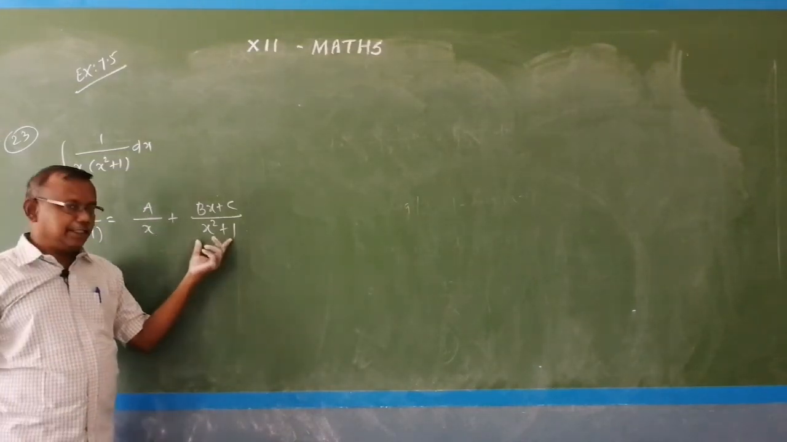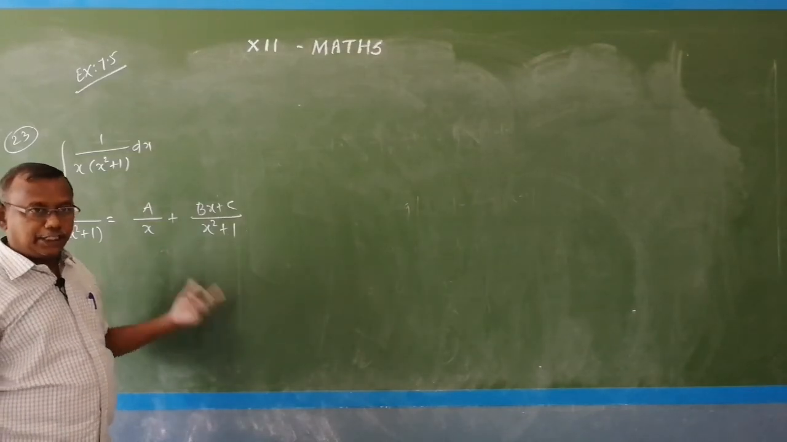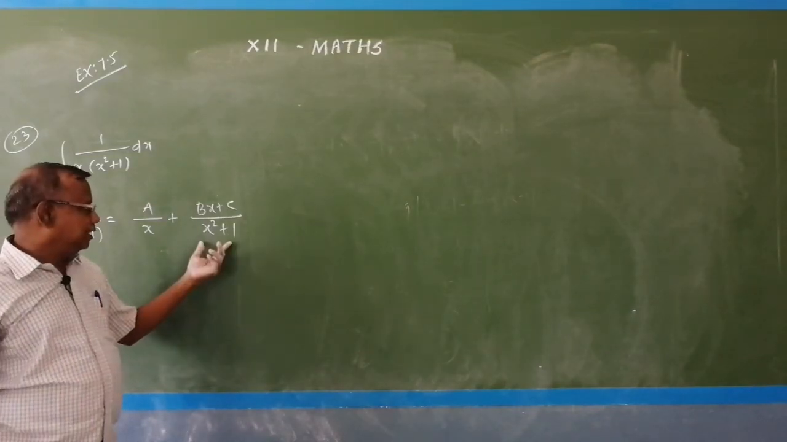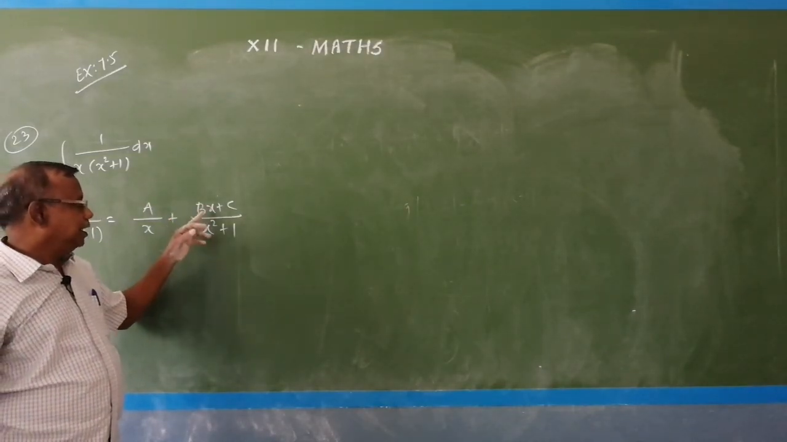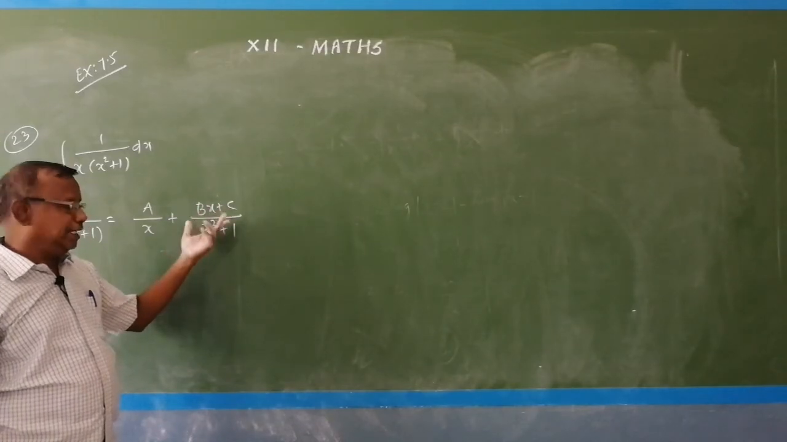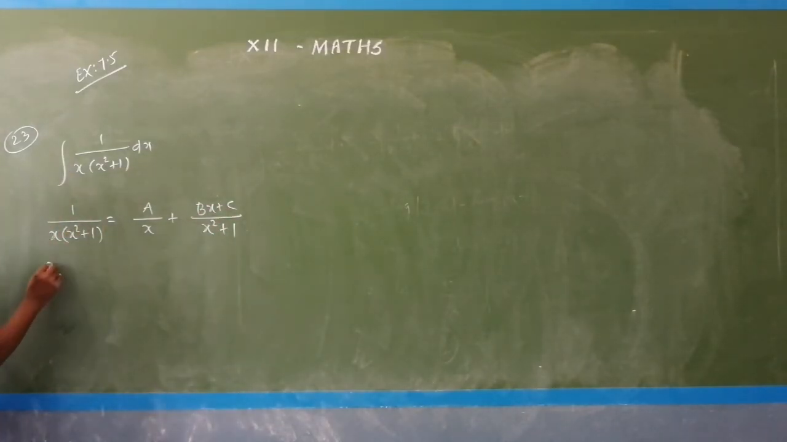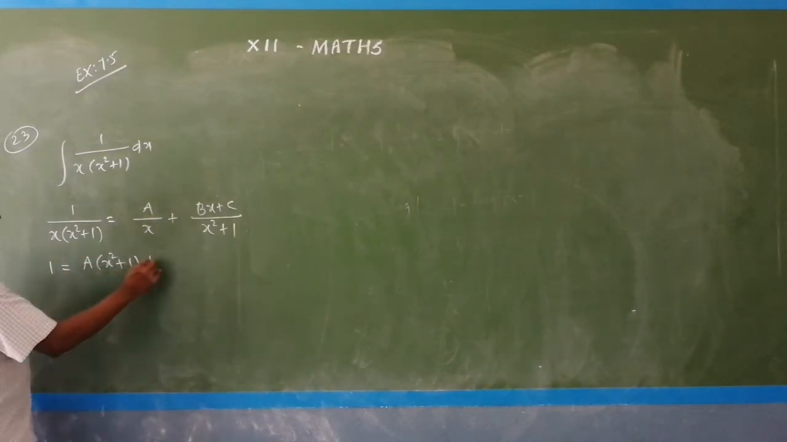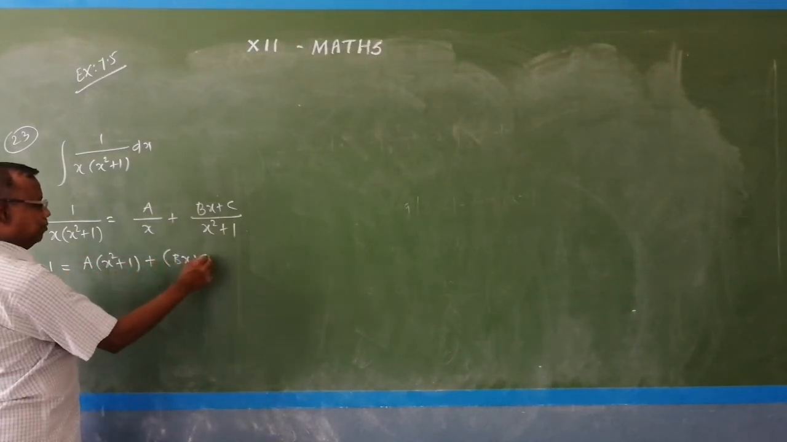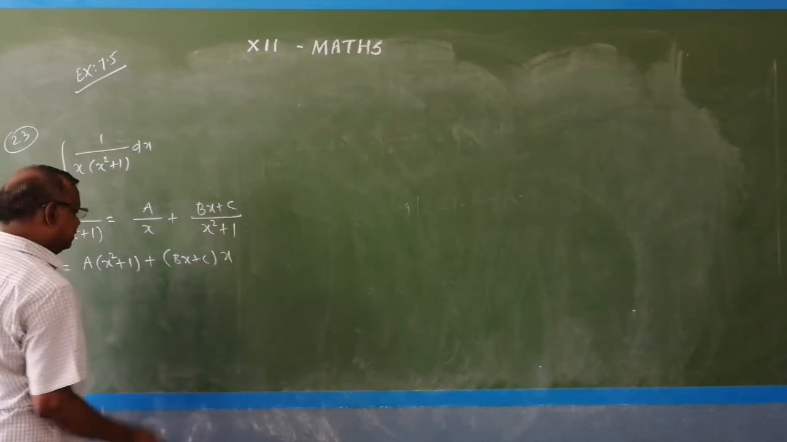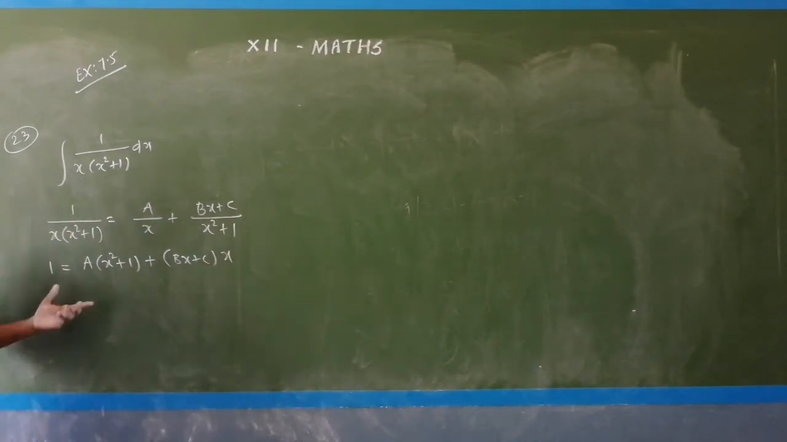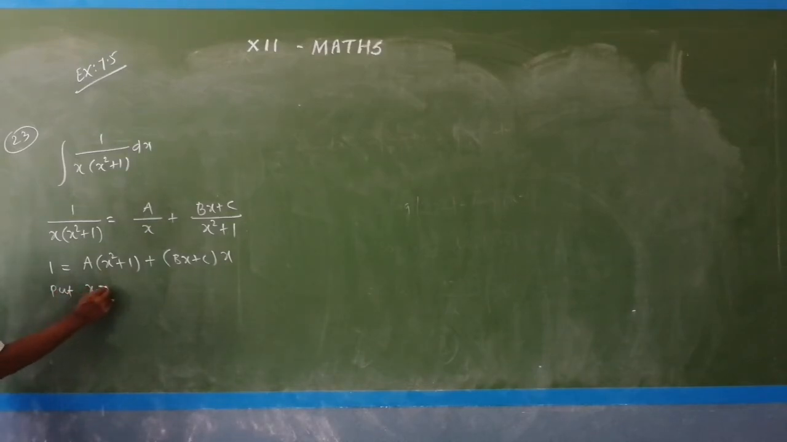When the denominator is linear, we can simply put a, b like that. When the denominator is a quadratic function which cannot be factorized further, we have to put the numerator as bx plus c, cx plus d like this. Now, equating the numerator on either side, we have 1 equal to a into x square plus 1 plus bx plus c into x. Now, we can substitute x equal to 0.